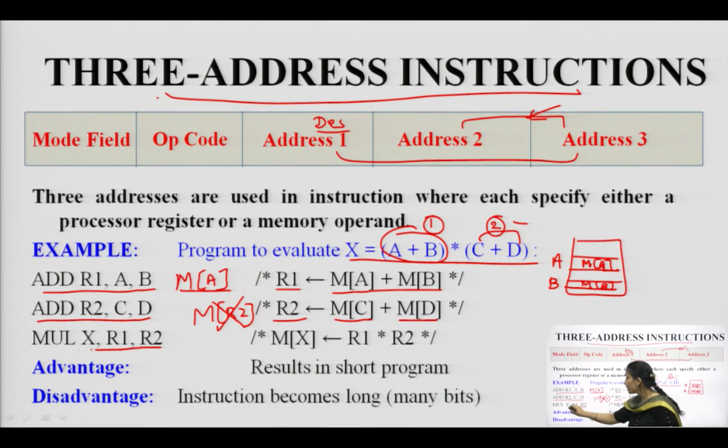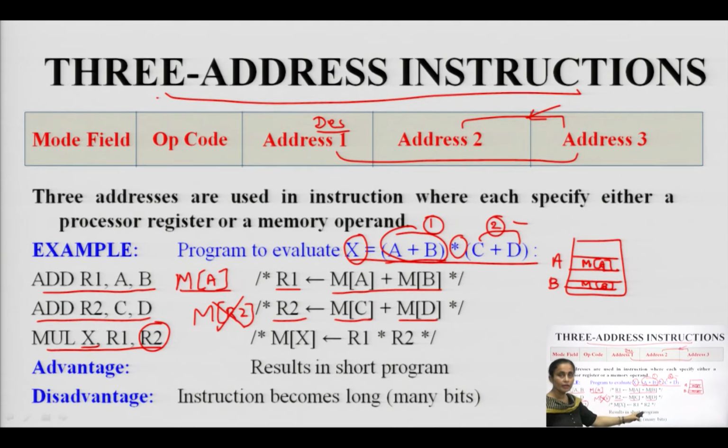Then I will be performing the multiplication operation between the first operand, the result now residing in R1, and the second operand, residing in R2, and the result I want at X memory location. This X is an address. So, I want my result at M of X with the multiplication of R1 and R2. So, here I have used the 3 address instructions.